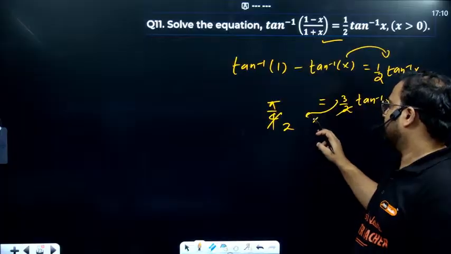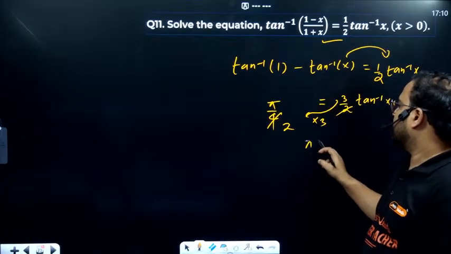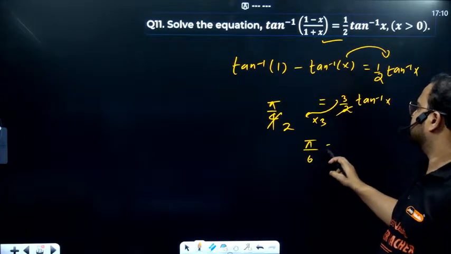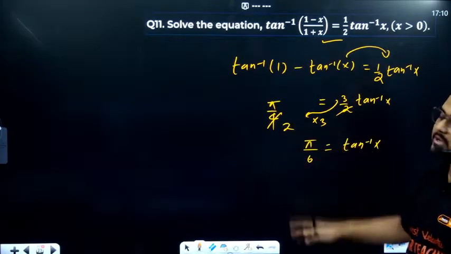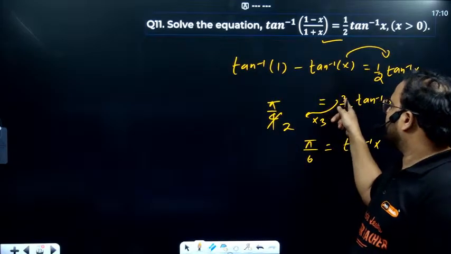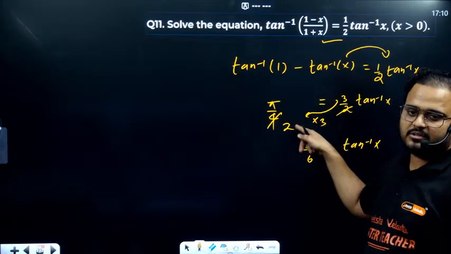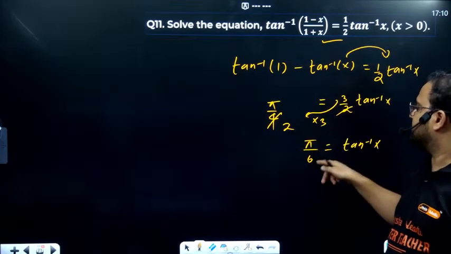This is multiplied, right? So you get pi by 6 tan inverse of x. How come, sir? 2 and 4 is cancelled by 2 times. 3 will come from here. Multiplication comes in the division, means the denominator. So 3 and 2 becomes 6.